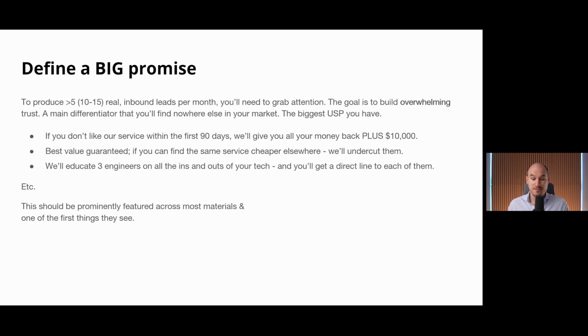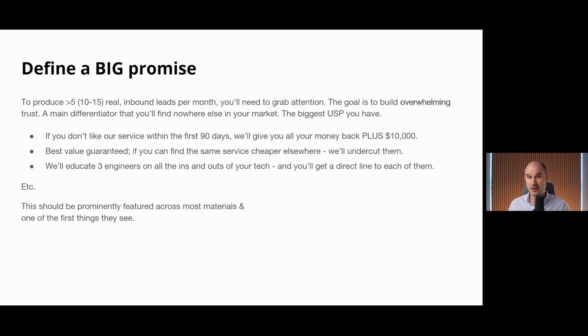Another big promise could be, we're going to take a silo of engineers for you, let's say 3, and we're going to train all of them on the exact ins and outs of your business. They're going to know everything, and you're going to get a direct line to all of them, right? These are all things that are just crazy that other MSPs are not willing to do. But if a prospect reads that, they're going to go like, oh my, right? This is awesome. I want to reach out to these guys.